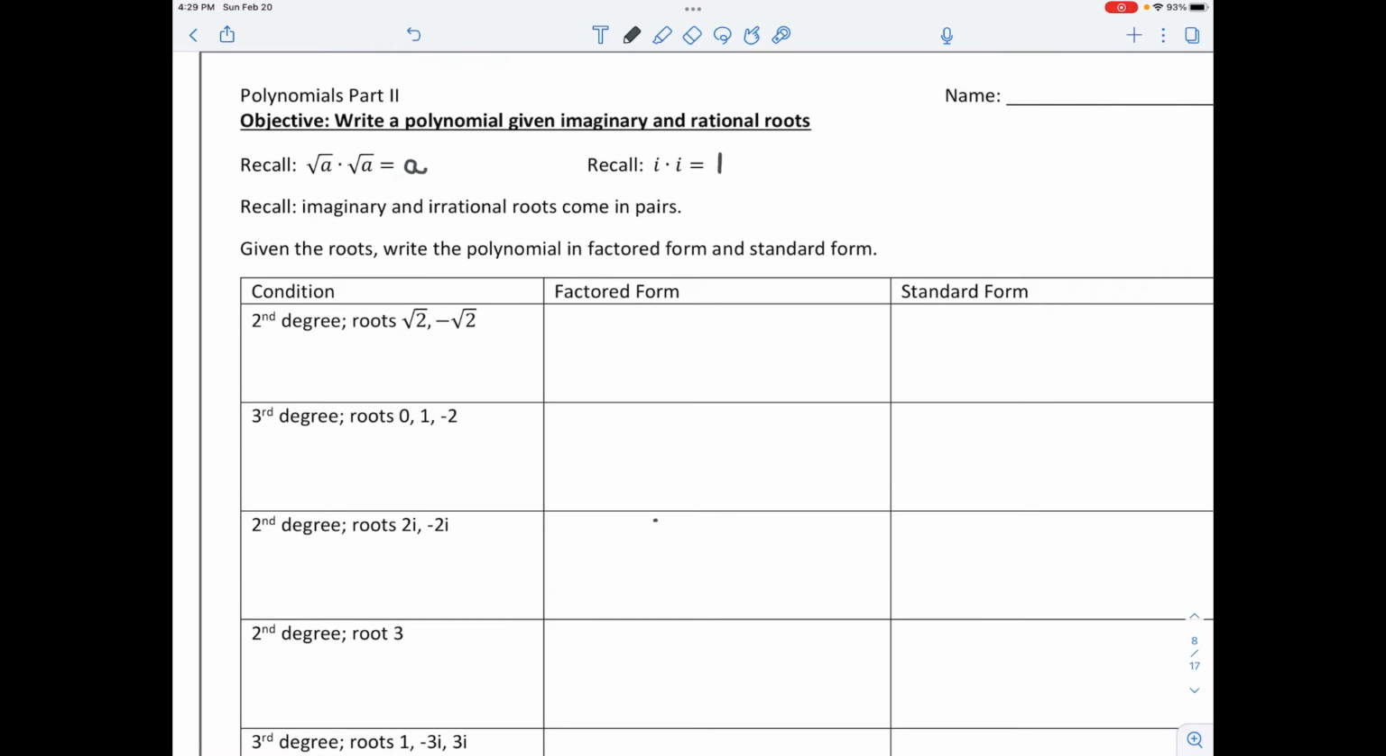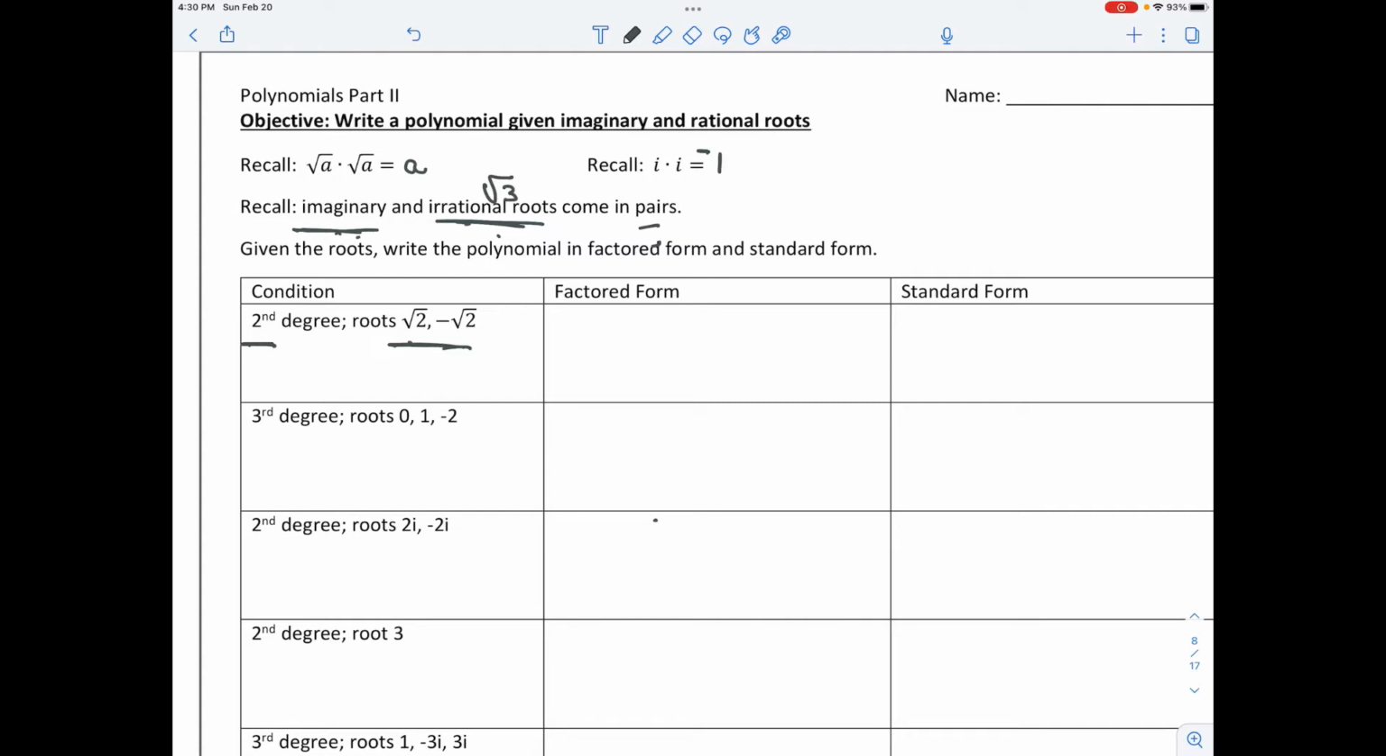So let's talk about what we're going to do. Up here I just have it. Recall radical a times radical a is a. Radical i times radical i is -1. And imaginary and irrational roots. Irrational roots are going to be written like radical 3 or something like that. Imaginary and irrational roots both come in pairs. So I'm going to give you the roots and the degree, and then you're going to be able to write it in factored form and then write it in standard form. That's the goal for the rest of this video.